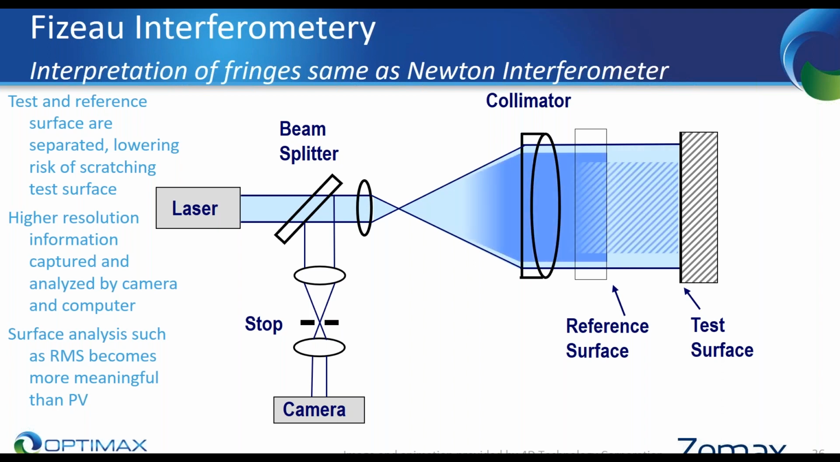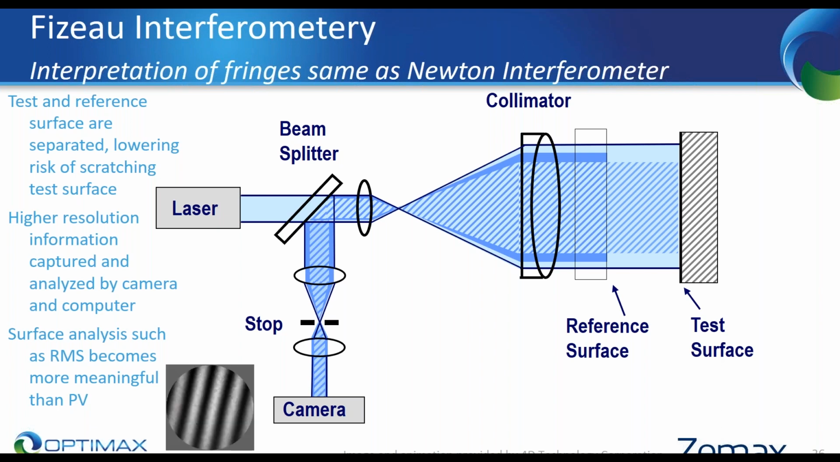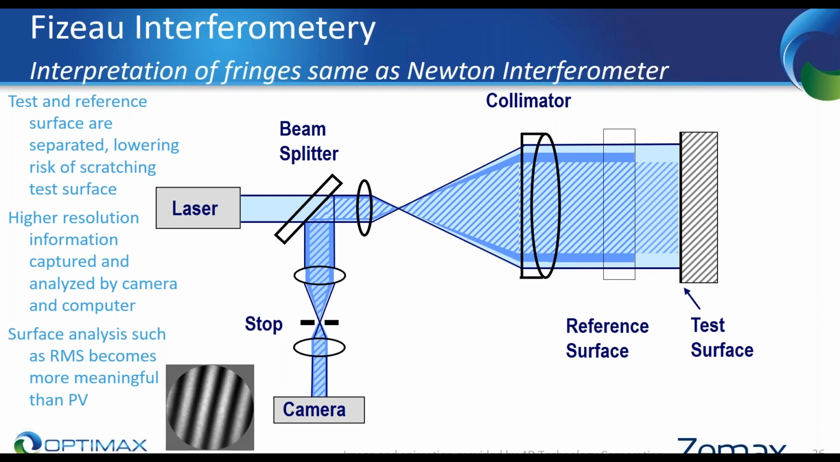Fizeau interferometry utilizes a laser, and hopefully in this animation you can see it coming through a beam splitter, through a collimator, the reference surface, and test surface, reflecting off of both of those, and recombining through into the camera, creating your interference fringes. And then we'll go through a phase shifting in order to capture the information needed for surface analysis.